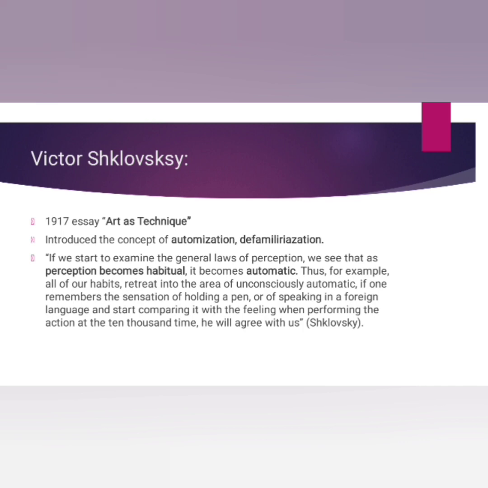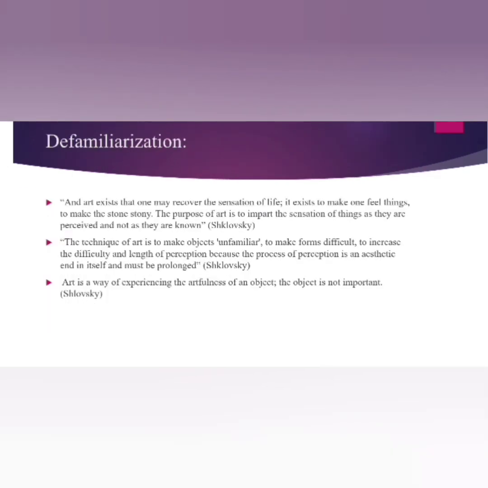He says that when we do certain things daily, we stop perceiving them. Our perception of those particular things fades. He says that this process is automation. In automation, we are not conscious of those feelings, and our perception of those things lessens. Shklovsky said that we are so familiar and so automatized with our perceptions that we have stopped noticing them, and our perception has now faded.